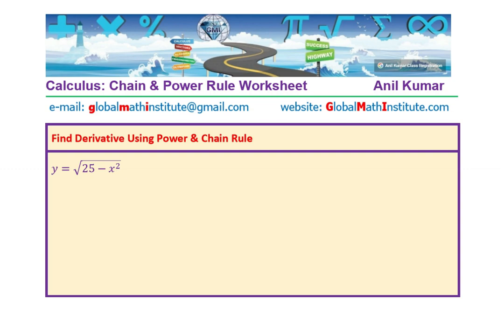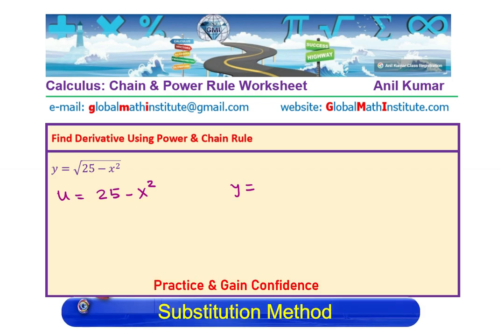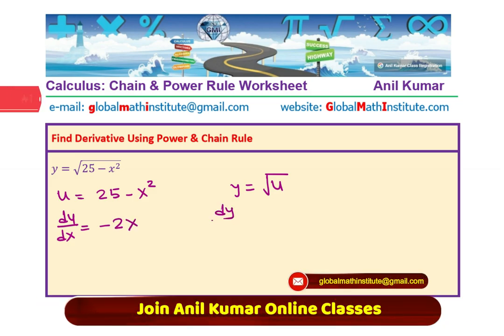So we are now given y equals the square root of 25 minus x squared. So you could write u as equal to 25 minus x squared, correct? In that case, y will be equal to the square root of u, right? Correct? So now what is du/dx? Well, du/dx is minus 2x. And what is dy/du?